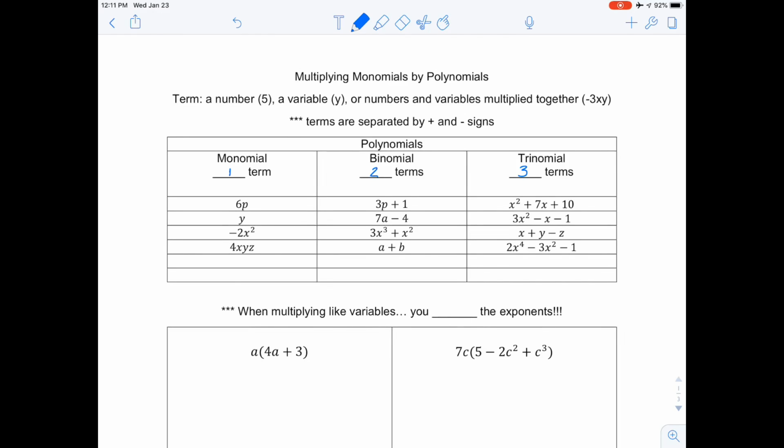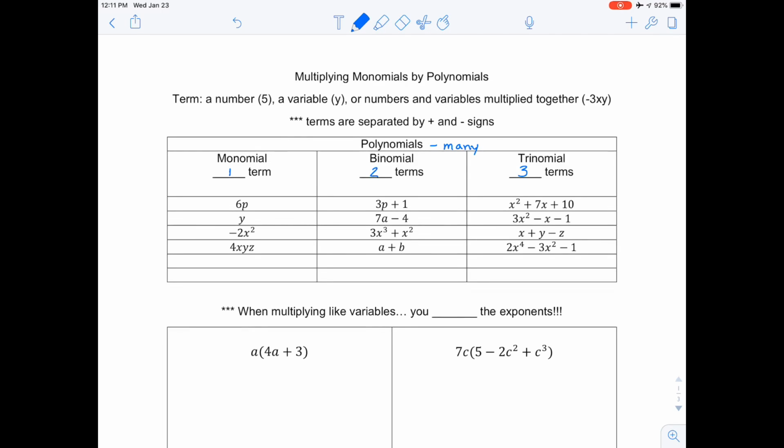Now collectively, we call all of these polynomials because a polynomial, poly means many, right? So polynomials just means many. So anytime we're talking about a polynomial in general, that just means it could be one term, it could be two, it could be three, it could be more than three. All right, so monomial, binomial, trinomial tells you how many terms.